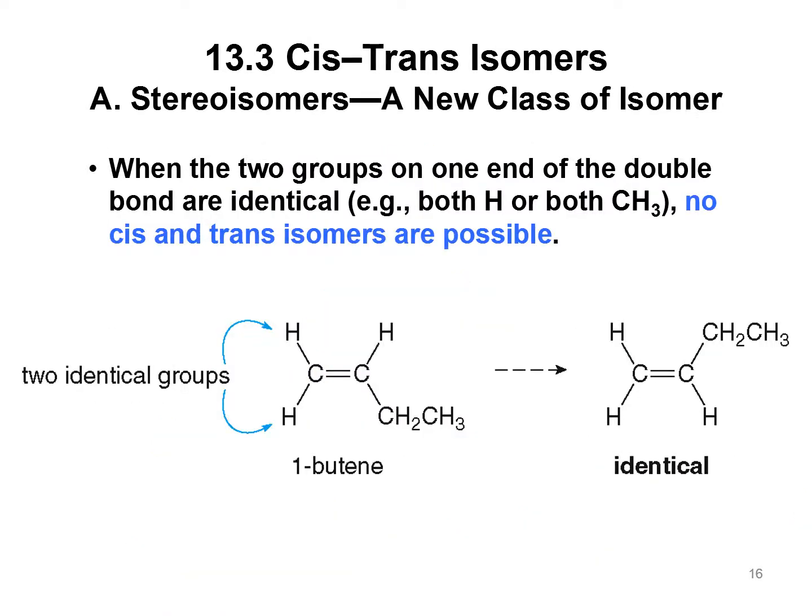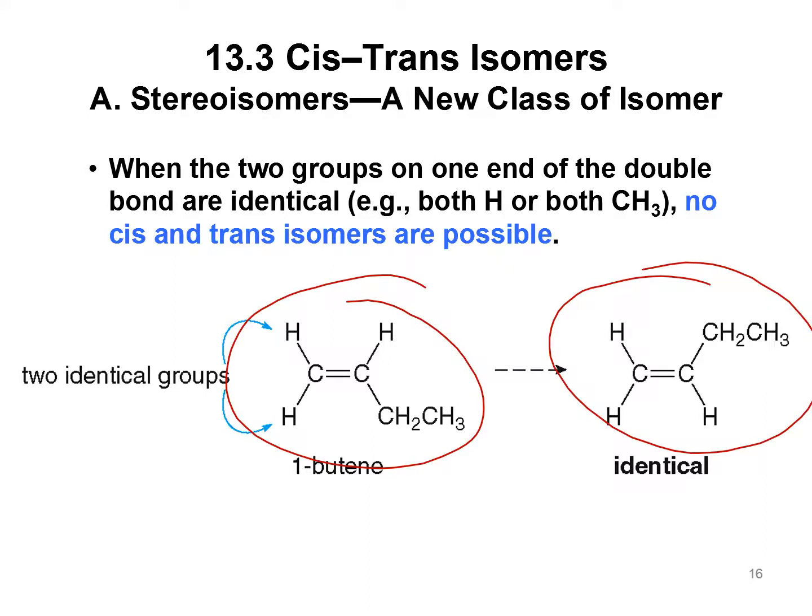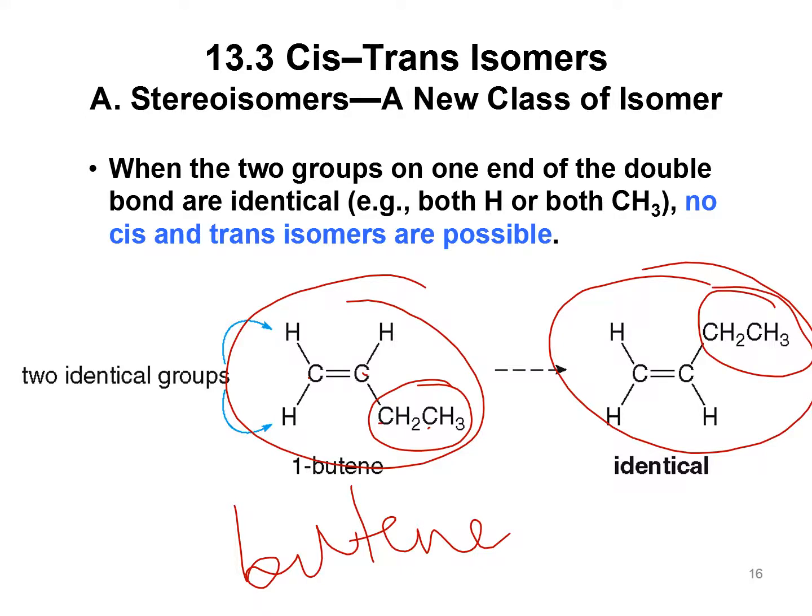So here, actually I misspoke. We're not doing a separate video on cis and trans isomers. I think this will be sufficient. These two, formula-wise, are the same. So you have 1, 2, 3, 4 carbon atoms, so we call it a butene. However, here the ethyl group is here. Here, the ethyl group is here.